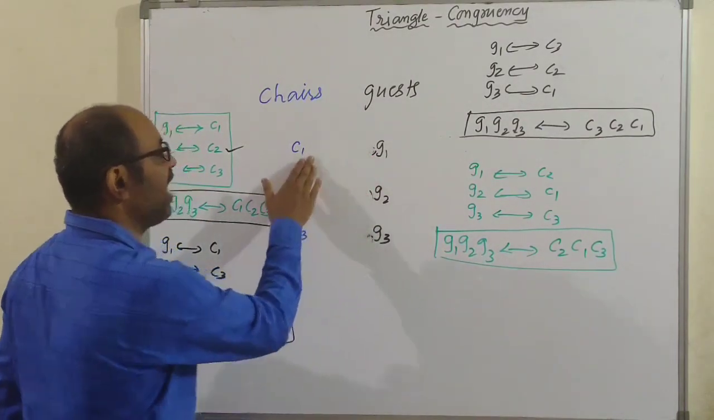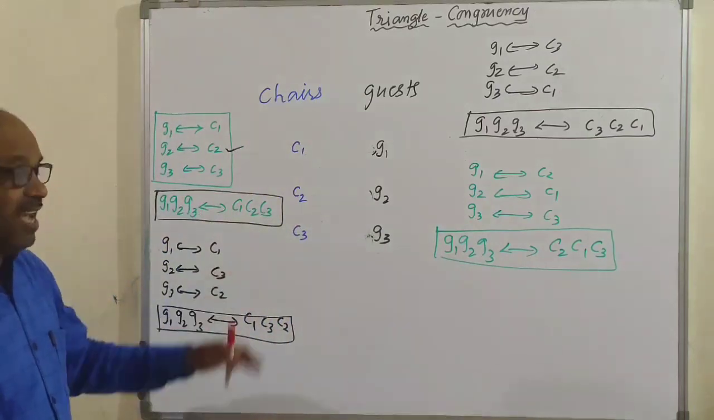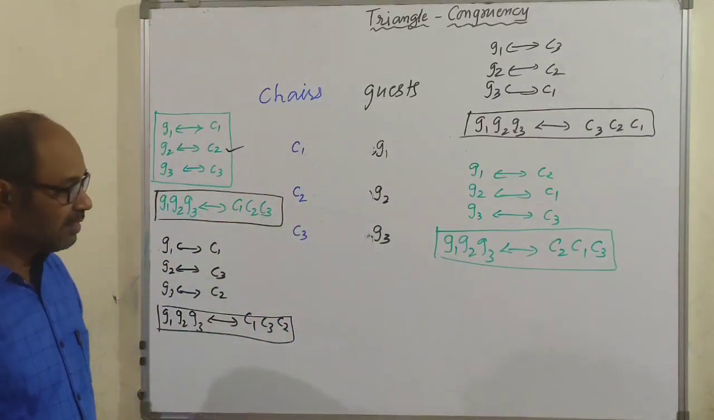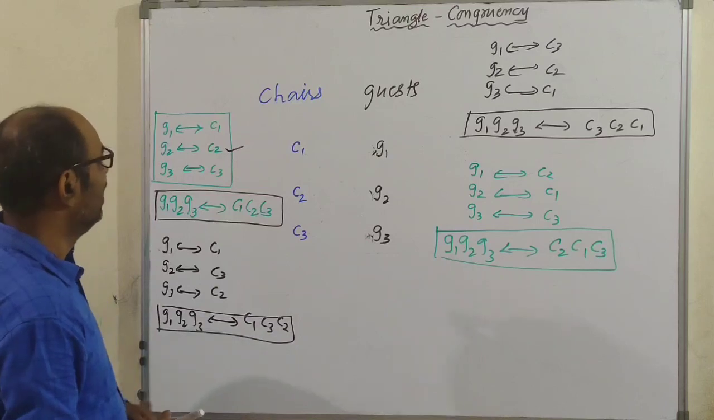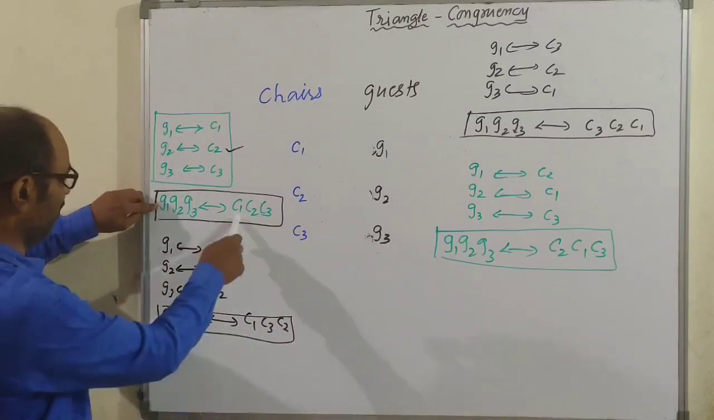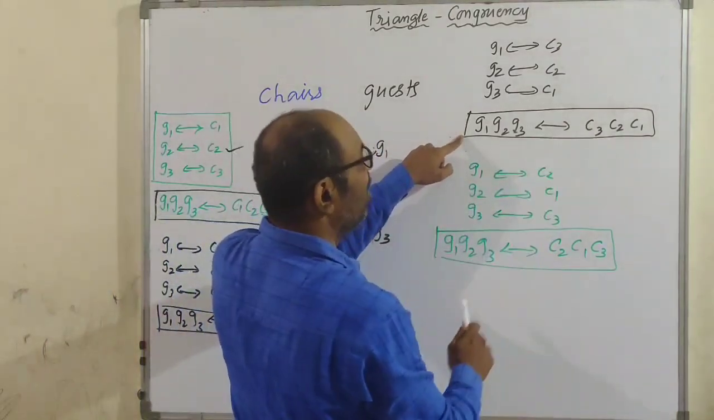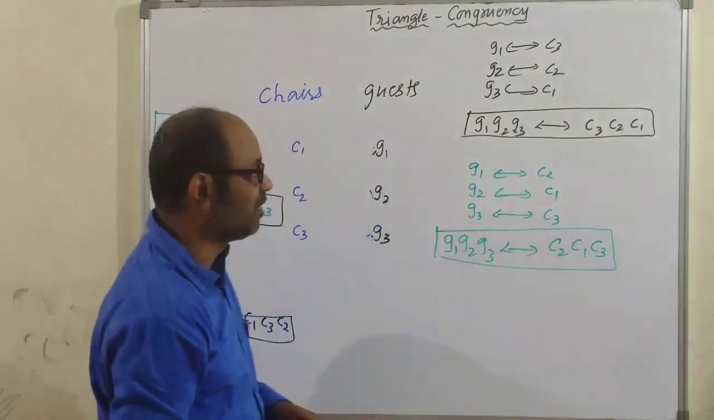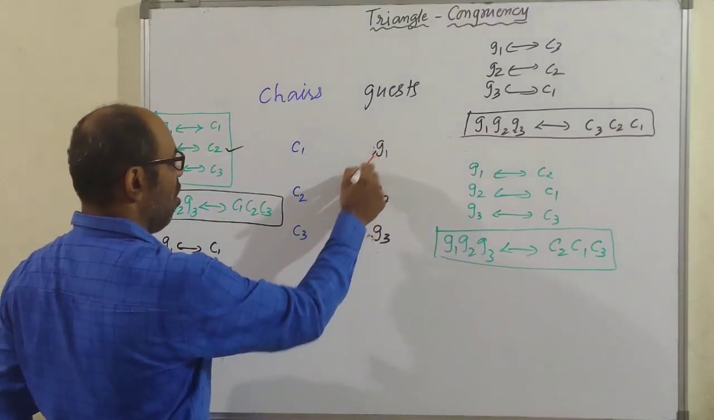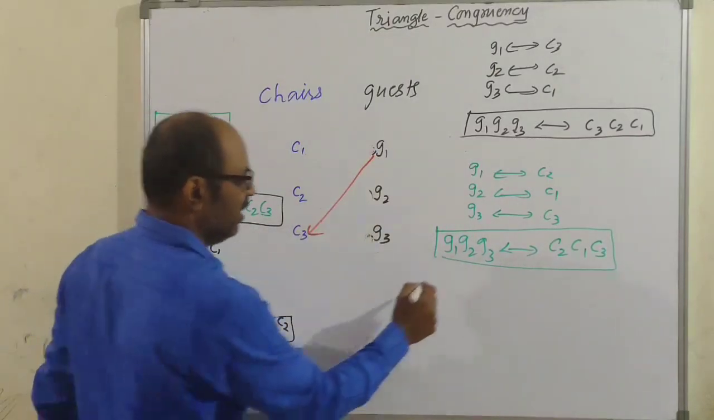Alright. Now see. Are there any more possible arrangements? Can these 3 guests sit on these 3 chairs differently? Yes, still it is possible. Alright. See, G1 on C1 is done 2 times. G1 on C3, the second time is left. So G1 on C3.